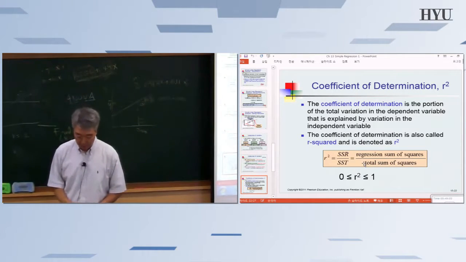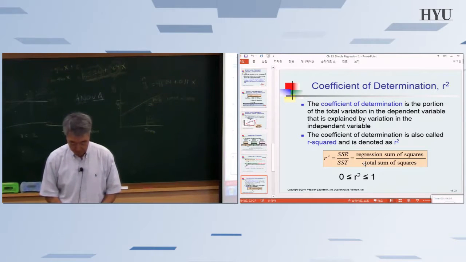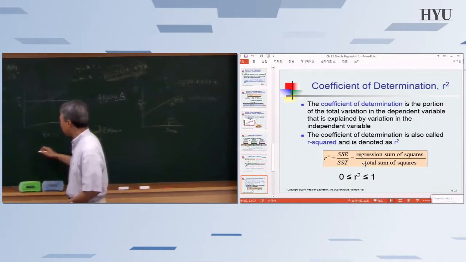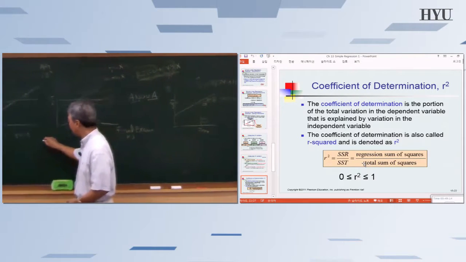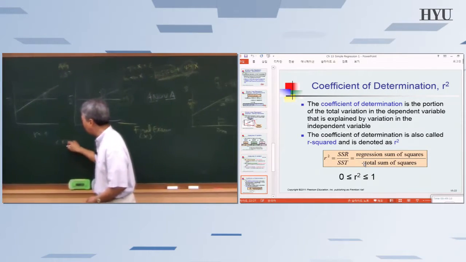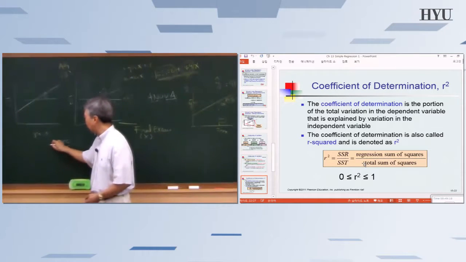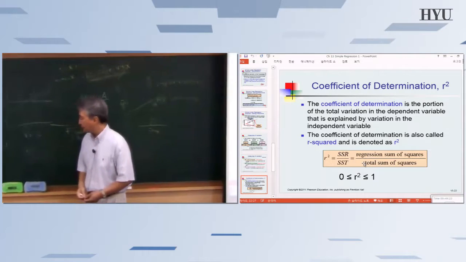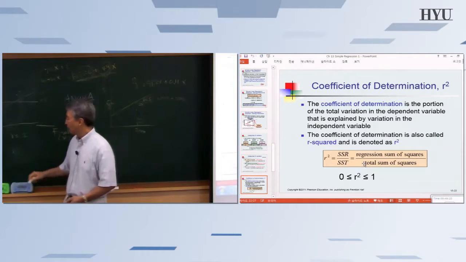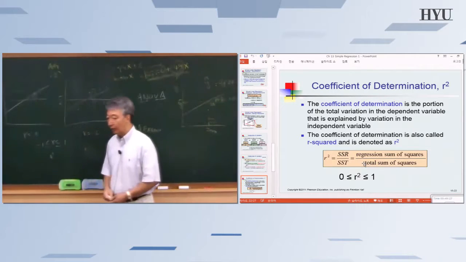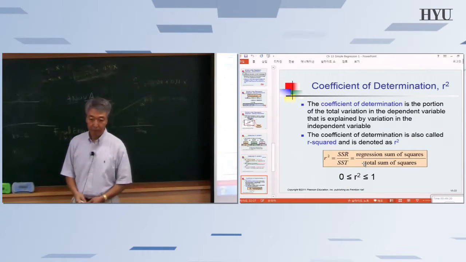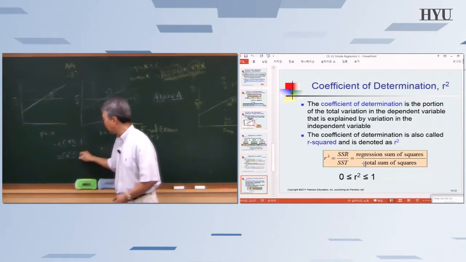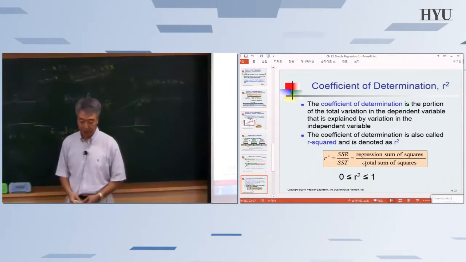So you have to understand that relationship. R can be negative, as I explained previously. It can be between -1 and +1. But R square obviously cannot be negative, so it's between 0 and 1. R square is between 0 and 1.